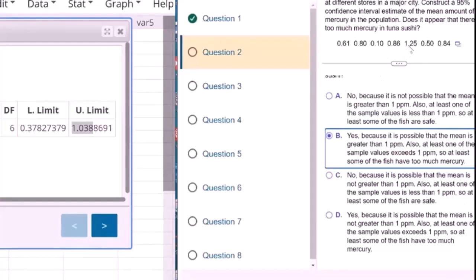I only have one that's above this 1.25. Does it appear that there is too much mercury in tuna sushi? Yes, because it is possible that the mean is not greater than 1 part per million. Also, at least one of the sample values exceeds 1 part per million. At least some of the fish have too much mercury. It is possible that the mean is greater than 1. It can go all the way up to, this is our upper limit. It's got to be that.